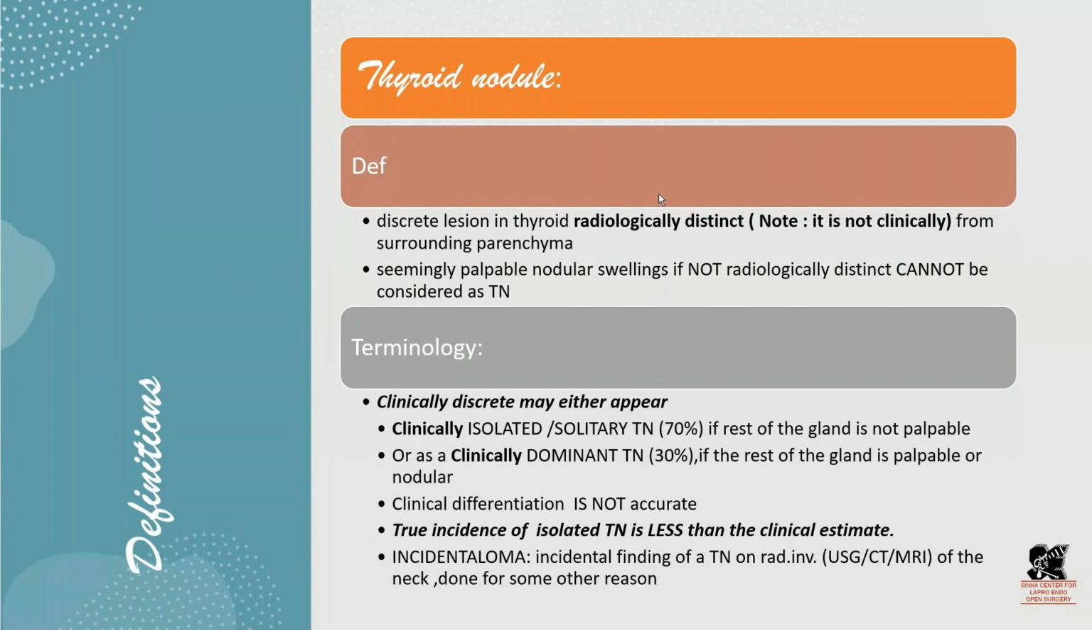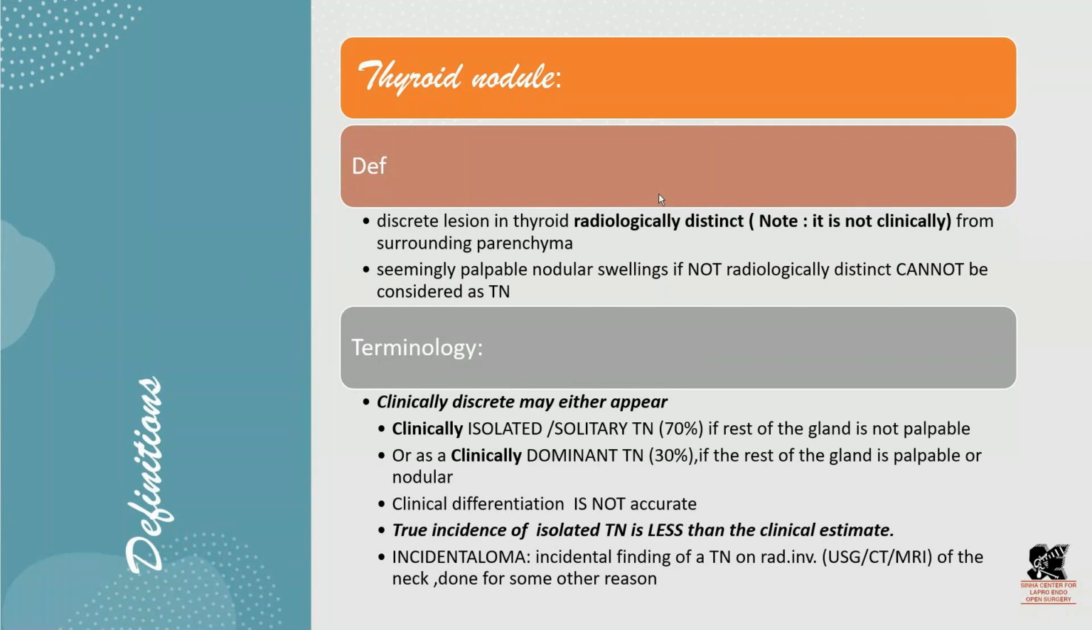Seemingly palpable nodular swellings, if not radiologically distinct, cannot be considered as a thyroid nodule. So it is saying two things: radiologically it has to be a distinct and solitary swelling distinct from the surrounding parenchyma. If it is not, then you cannot call it a thyroid nodule. So the definition of thyroid nodule is a purely radiological definition.